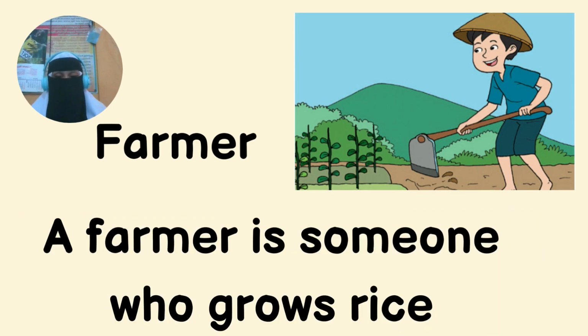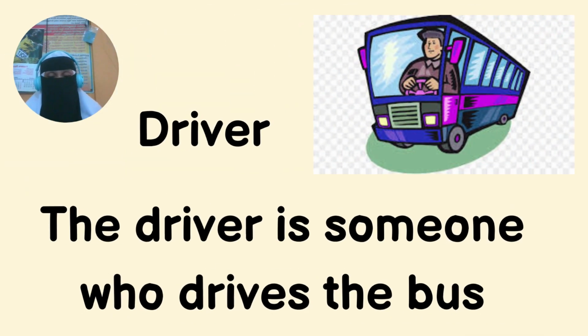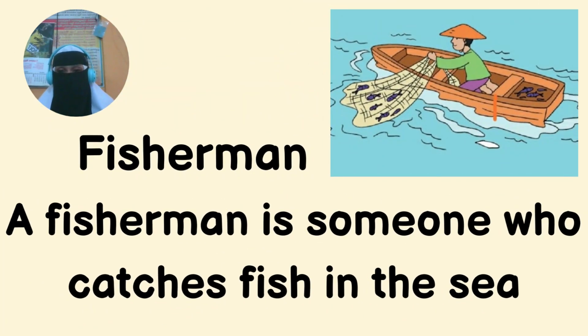Farmer. A farmer is someone who grows rice. Driver. The driver is someone who drives the bus. Fisherman. A fisherman is someone who catches fish in the sea.